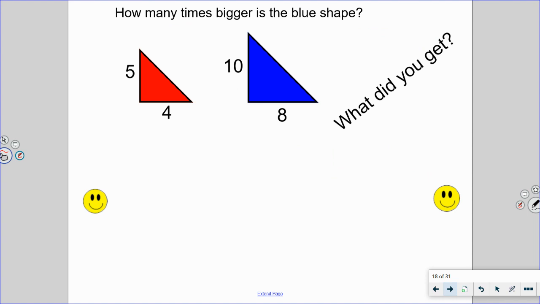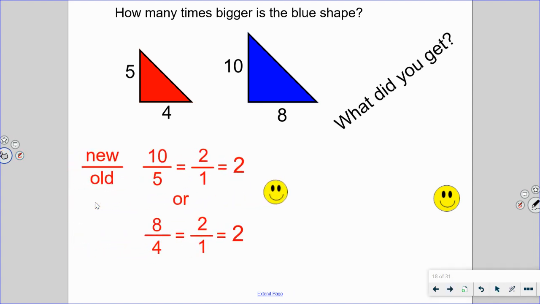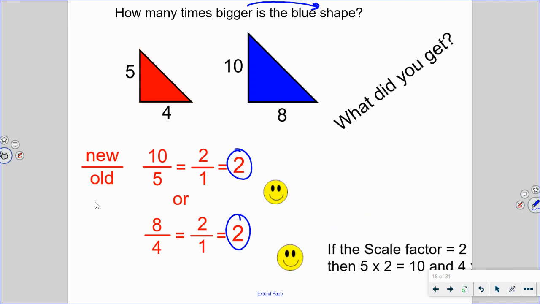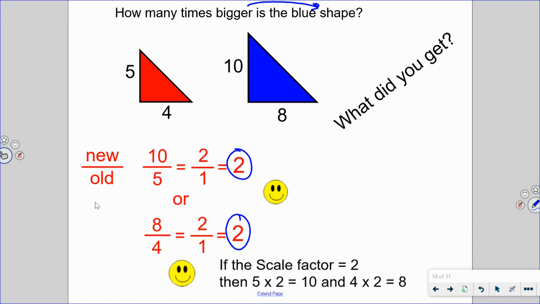Now, we can further use what we know about comparisons when we're talking about shapes. Always comparing the new to the old. So how many times bigger is the blue shape? We're comparing the old guy to the blue guy, the red to the blue. 10 to 5 reduces to 2, and 8 to 4 also reduces to 2. So it's frankly 2 times bigger. And you can use that scale factor. If you didn't know one of these, you could say, if the scale factor is 2 times bigger or 2 wholes, then you can use that to actually find the missing piece.